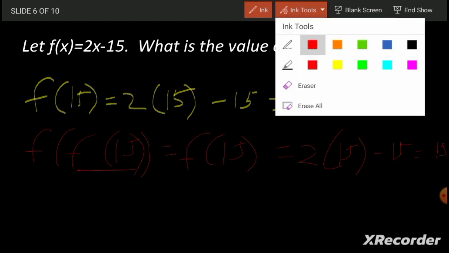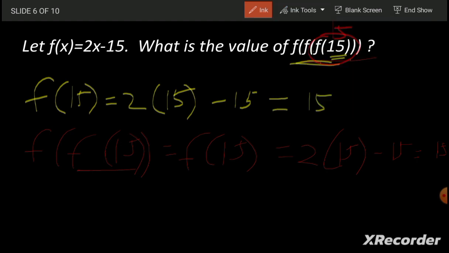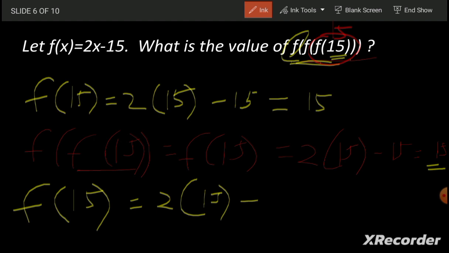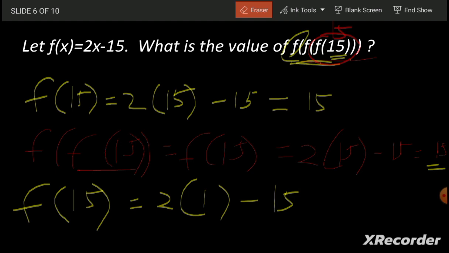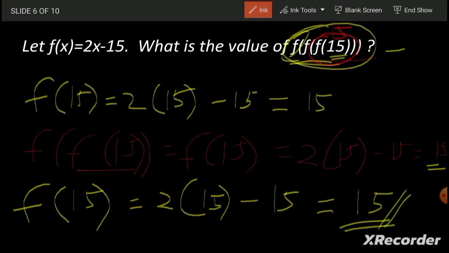And from that, again, we can move to the outermost f, the last one. So f of 15 is still 15 coming from here. So we have 2 times 15 minus 15. So that's 30 minus 15, and still that's 15. So the answer in this multiple functions is 15.